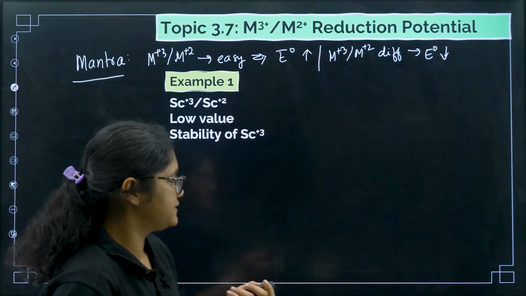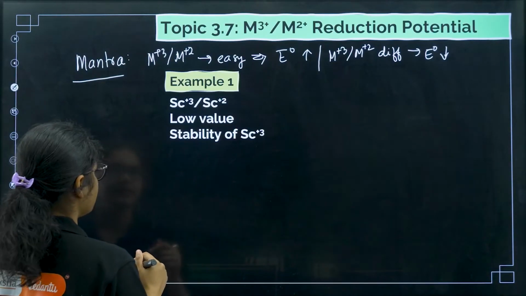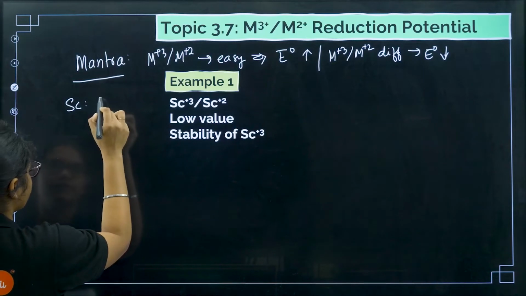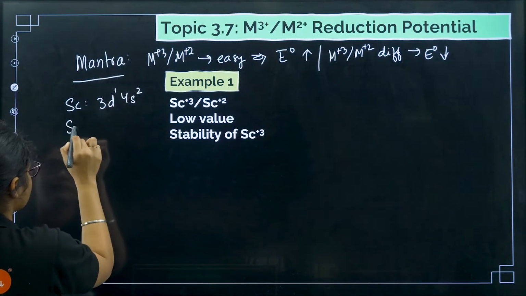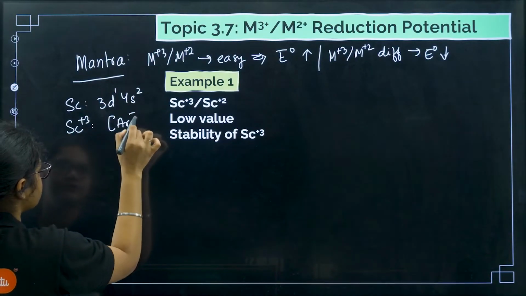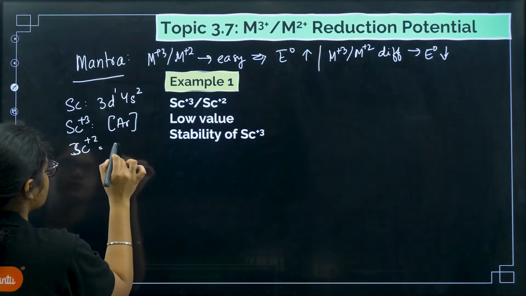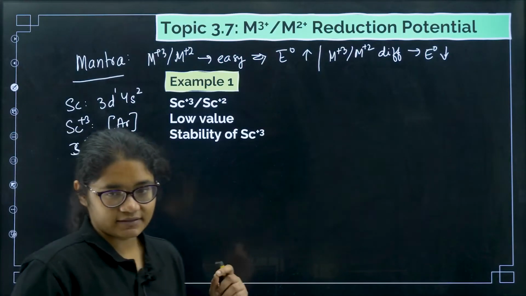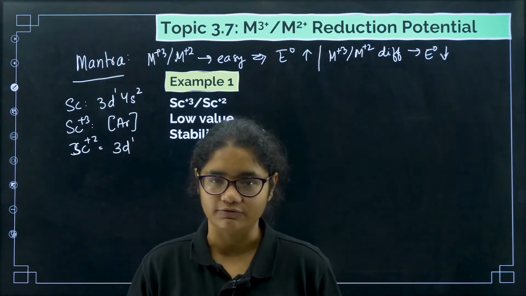Okay. Now let us see here. Scandium 3+ to scandium 2+. What is the electronic configuration of scandium? 3d1 4s2. Scandium 3+, what is it? All the electrons will go, so it is noble gas configuration. Scandium 2+ is 3d1. Now see, scandium 3+ is a very stable configuration. Why? Because it is a noble gas configuration, right?